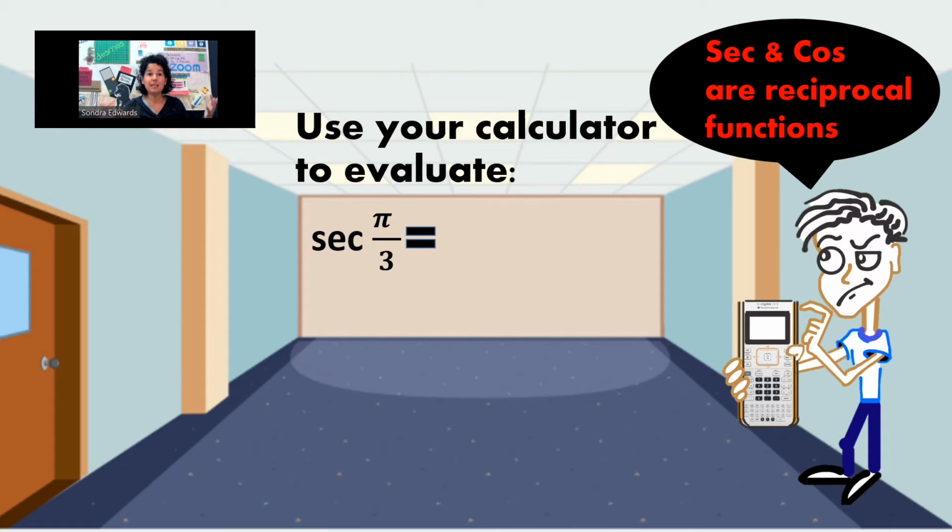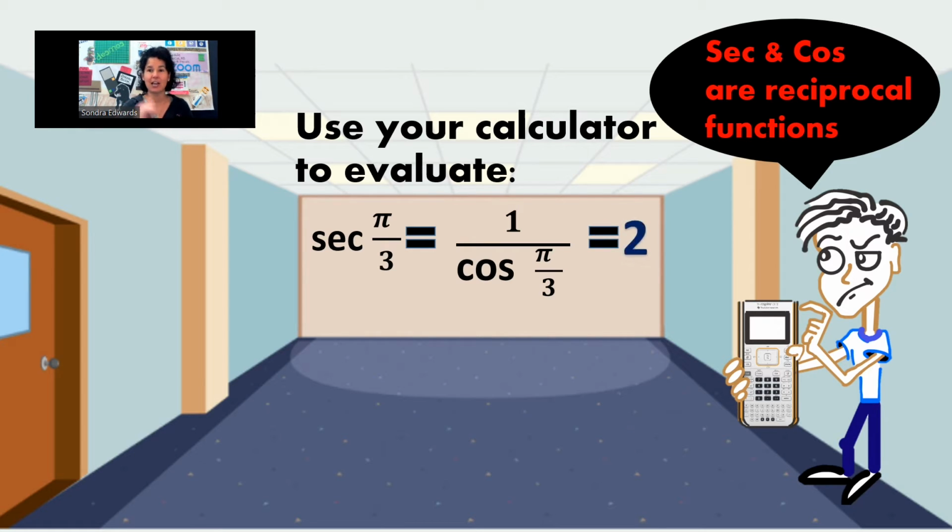Well, what flips a number over? Like what flips a fraction over? 1 divided by 2/3 is 3 over 2. So ultimately, to find the answer to secant of pi over 3, you just want to take 1 divided by the answer to cosine of pi over 3. So grab your calculator and give that a try. Take 1 divided by the cosine of pi over 3. Now remember, we do not see a degree symbol, so make sure that you are in radian mode.